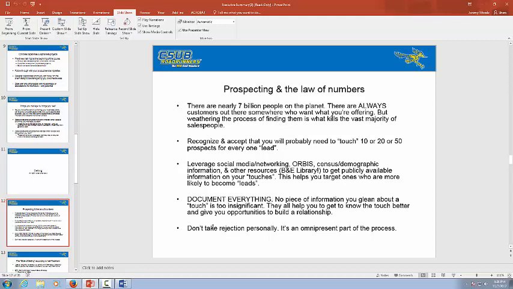And then finally, don't take rejection personally. It's just part of the process. If you're going to make a new business succeed, you're going to hear no a lot. It's just part of the process, and you shouldn't get discouraged just because a lot of people say no. Eventually, people will say yes. You just have to be patient.